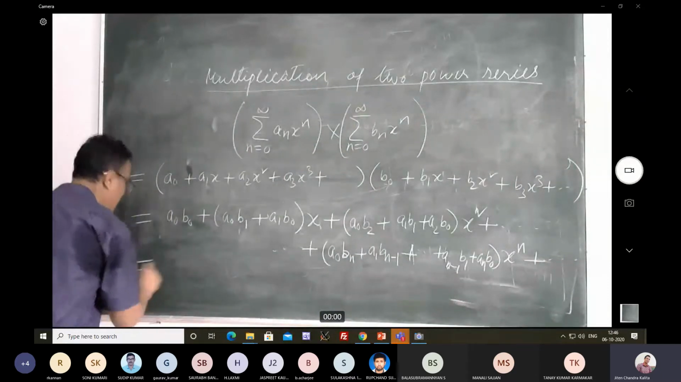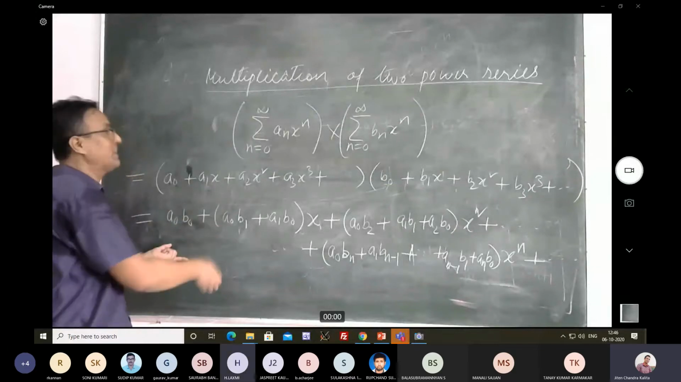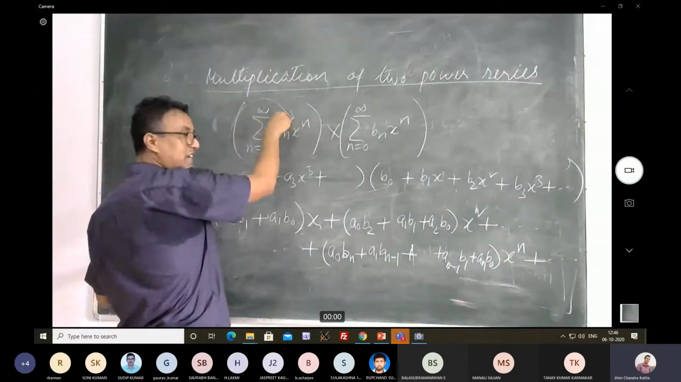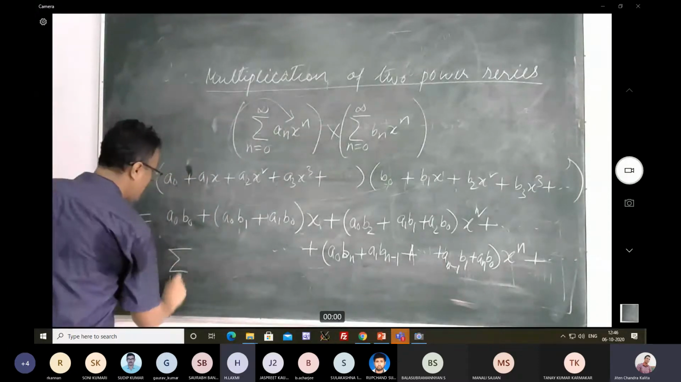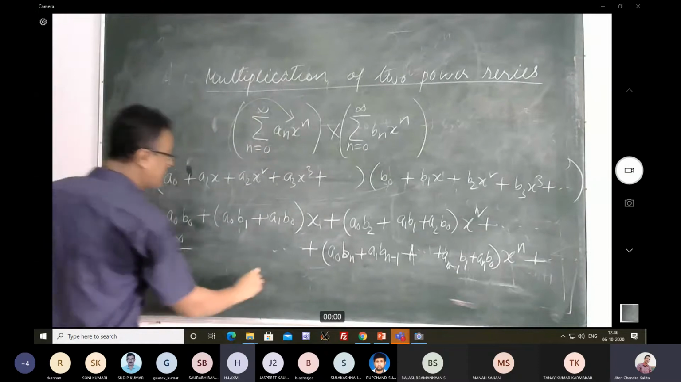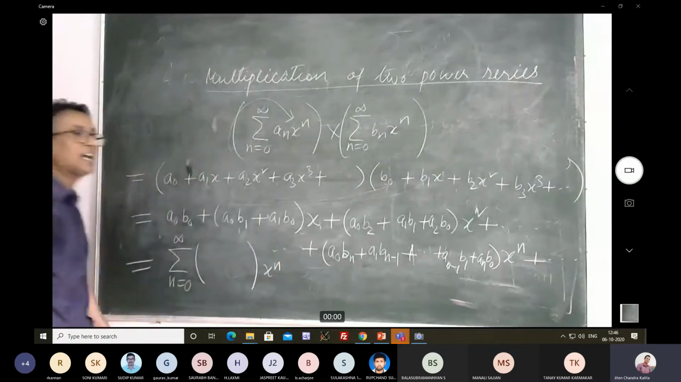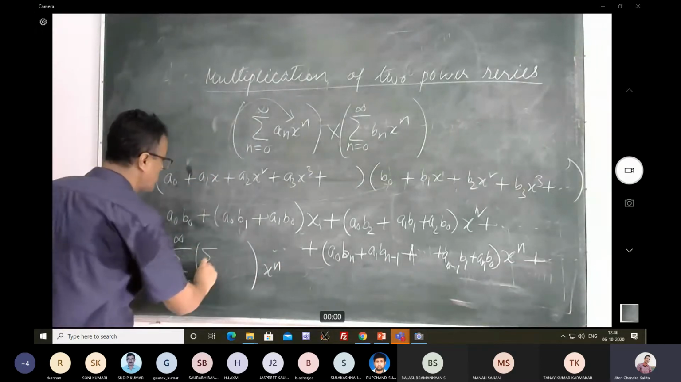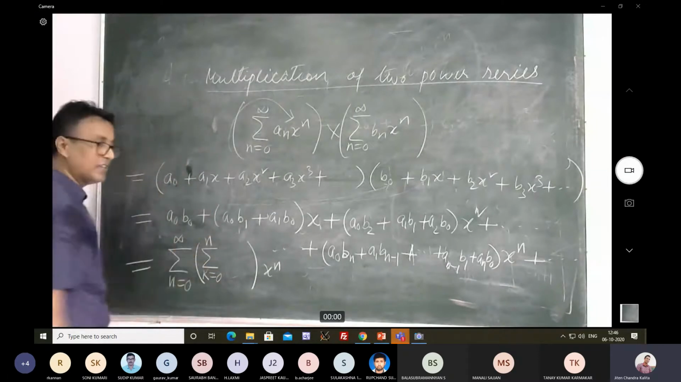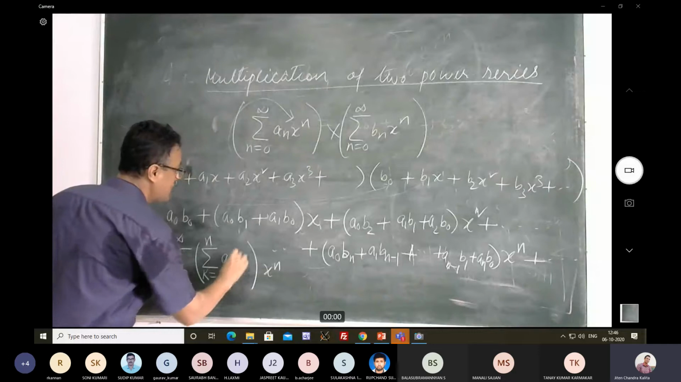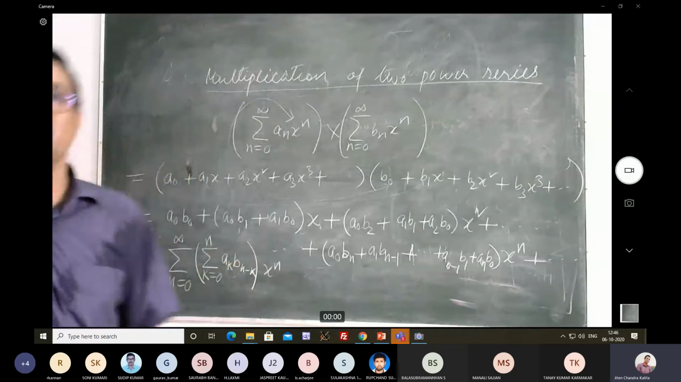So that means now if I again write it as an infinite series in terms of powers of x^n, here I am going to use a summation. The summation is going to be k from 0 to n, a_k b_(n minus k). You see whether that is fine or not.